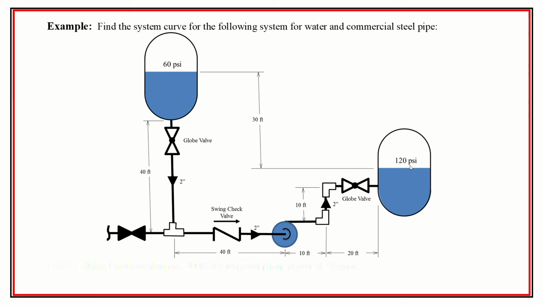So this is the system where we're starting from this tank right here at 60 psi. It's going down through a 2-inch pipe, through a globe valve, through a branch, through this check valve, and into the suction end of a centrifugal pump, which then discharges, goes through an elbow, another elbow, a globe valve, and then into a pressurized tank of 120 psi.